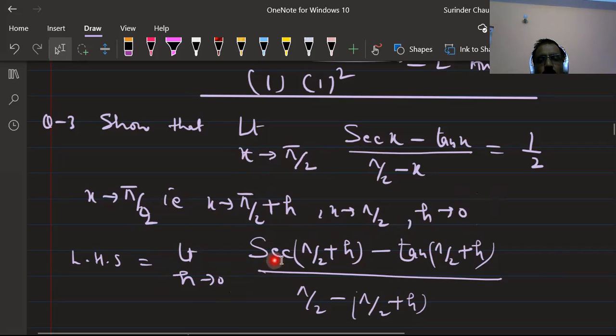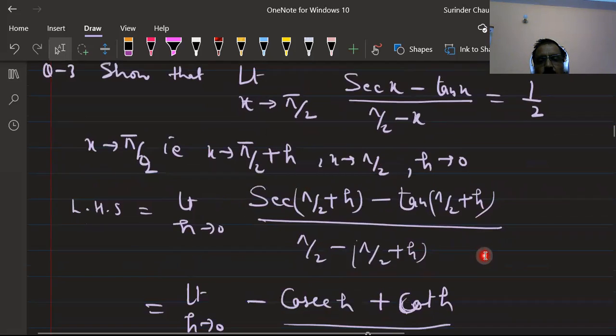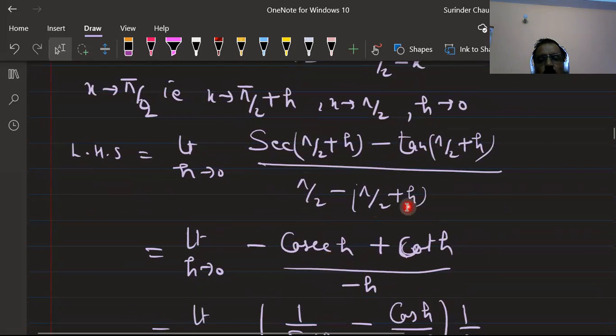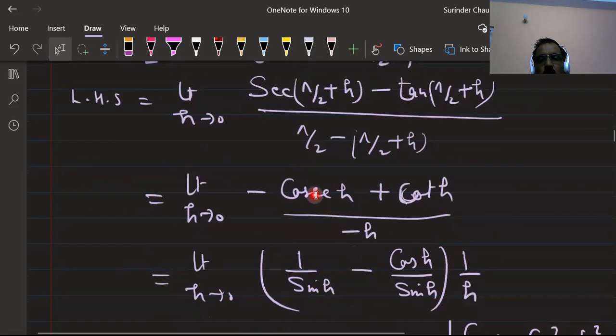Limit as h approaches 0 of secant of pi by 2 plus h minus tangent of pi by 2 plus h. And this pi by 2 will cancel out, this will be minus h. Now convert them into sine and cos, because we know the formulas. Secant is 1 upon sine, but minus sine, minus minus numerator, this will go to the numerator, plus, minus, plus, plus, minus.